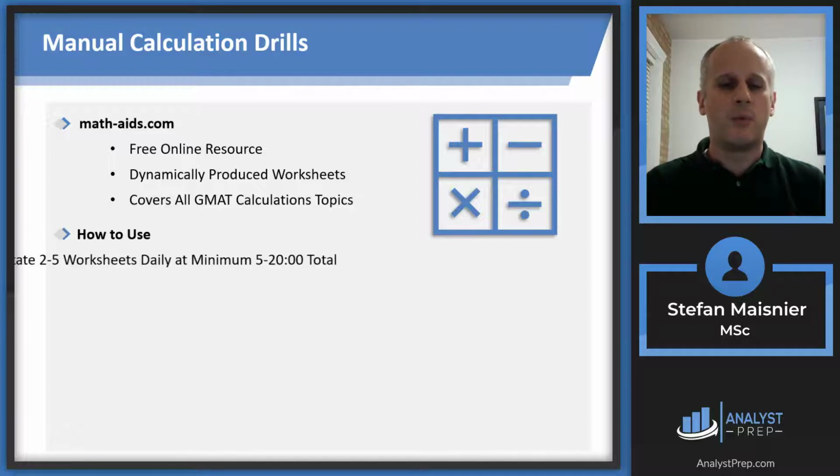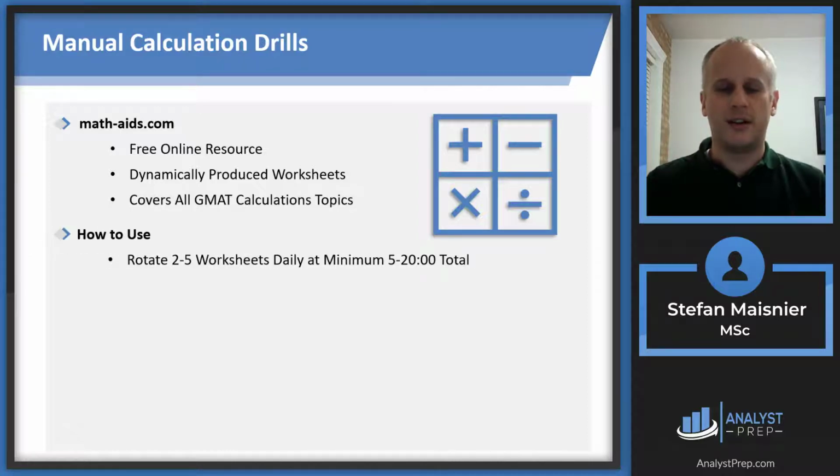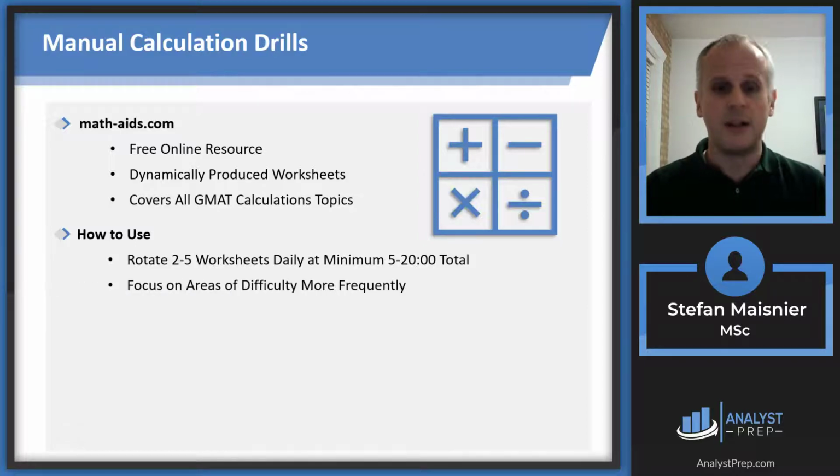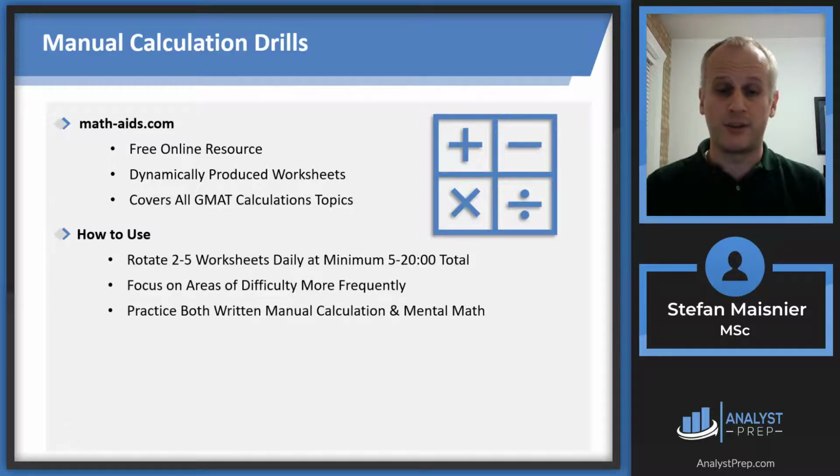The way that you'll want to use MathAids is to try to work in 2 to 5 worksheets daily, for about 5 to 20 minutes' worth of practice. This should not be hours upon hours of work. It's really just to make sure that you're improving speed and accuracy through repetition and execution. So focus on areas of difficulty more frequently. Another thing I've seen working with students over the decades is that people tend to practice the thing they're already better at. Don't go do the times tables for the 99th time if you're really struggling with fractions. Focus on the areas of difficulty more frequently. Those will pay more dividends.